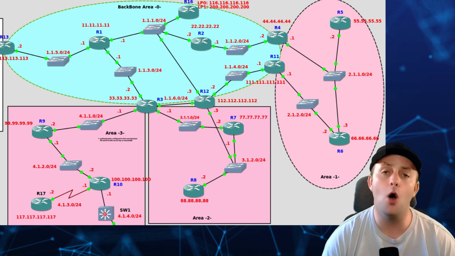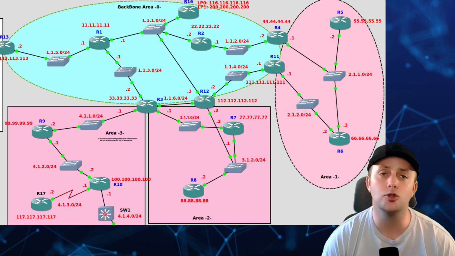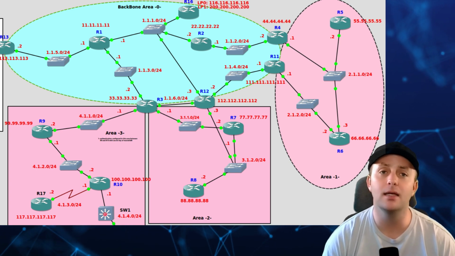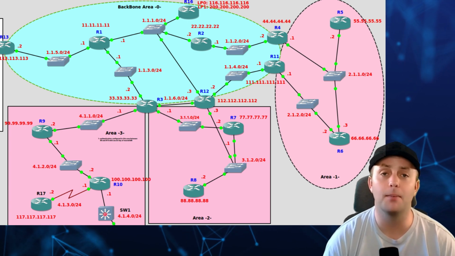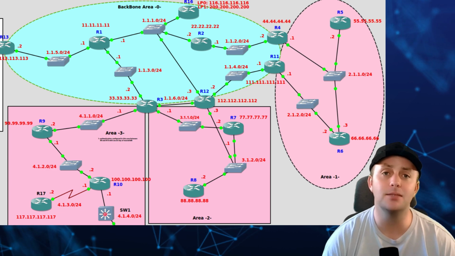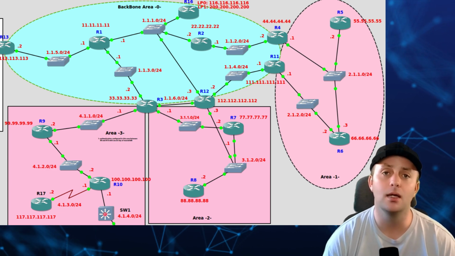One of the key features of OSPF is its ability to divide networks into areas. OSPF uses a hierarchical structure with a backbone area that connects all the other areas. This structure helps reduce the amount of routing information that needs to be shared across the entire network, making it more scalable.